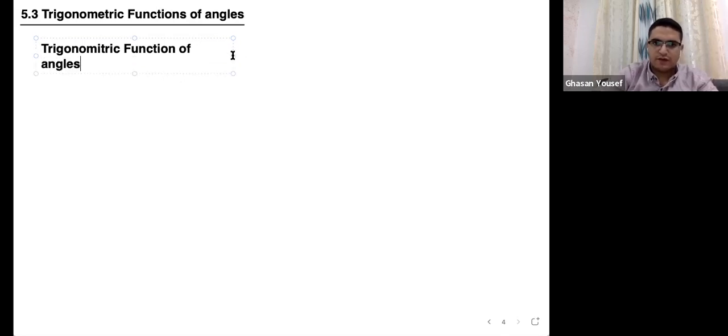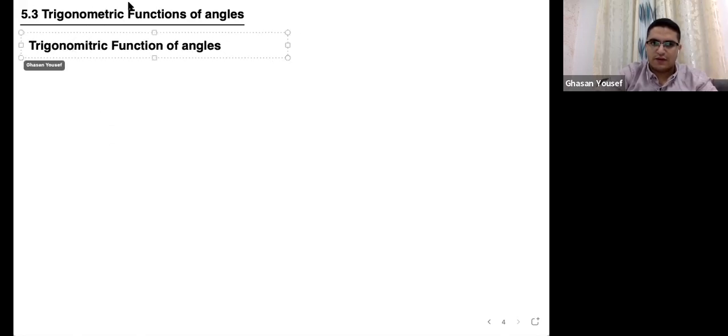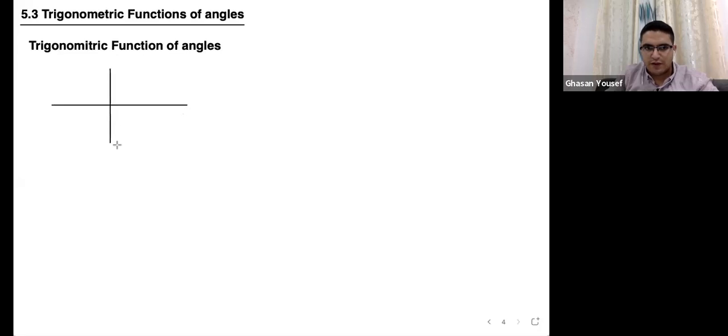So first of all, we have to know how to graph, or how the angles look. As we learned before, the angles should be in the standard position, meaning the initial side must be on the positive x-axis, and the vertex also must be at 0, 0.